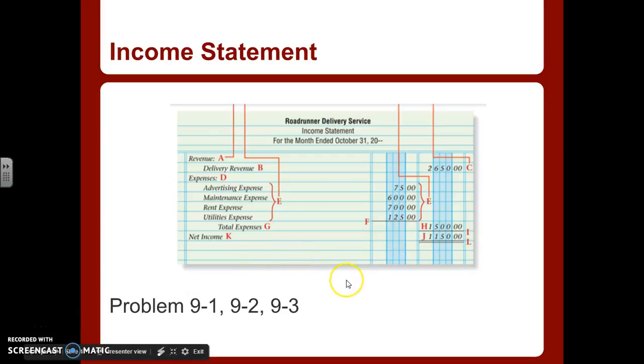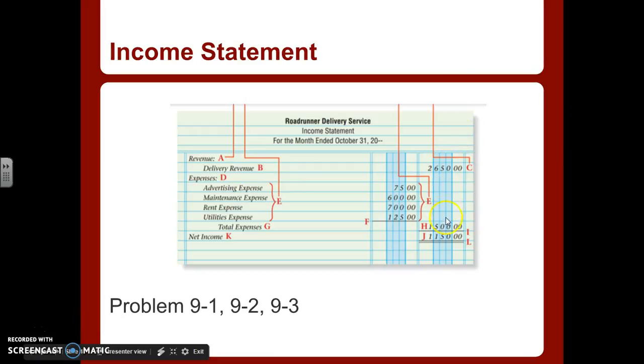Let's first take a look at the income statement. Notice the heading: Roadrunner Delivery Service, which is the name of the business. Then income statement, the name of the financial statement being constructed, and the date, month ended October 31st of the current year. On the left-hand side, we list all of the accounts and types of accounts that are going to be analyzed in the income statement. We first start off with the revenues, and in this case, we only have one revenue account, delivery revenue.